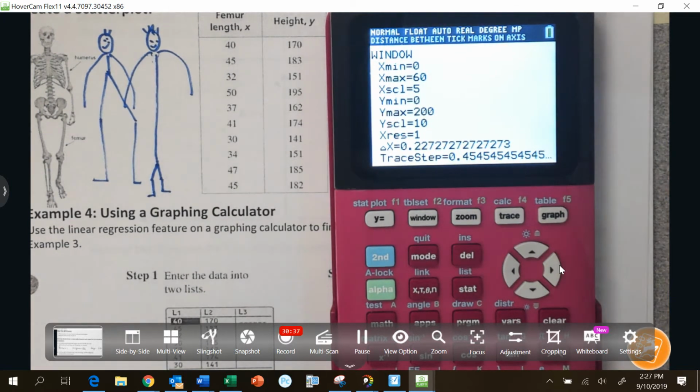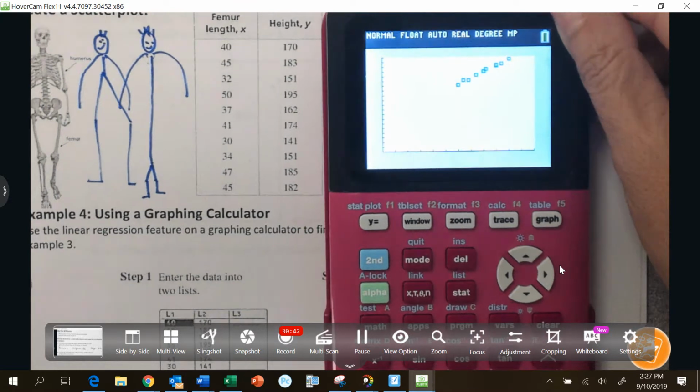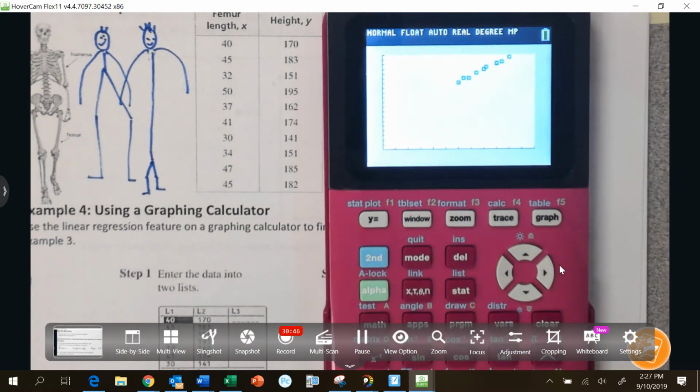And now when we hit graph, we will see the scatter plot. It didn't show the first time because of our window. Those of you that are having trouble now, this is where your partner can troubleshoot.